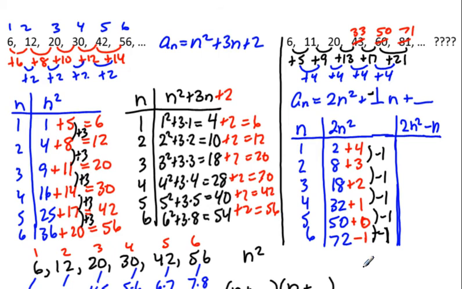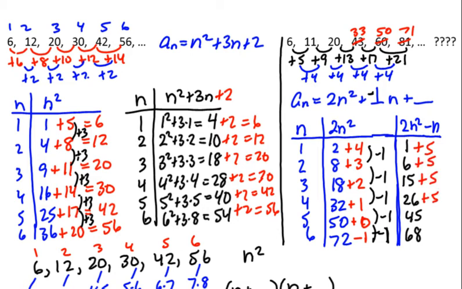So 2 minus 1 is 1. 8 minus 2 is 6. 18 minus 3 is 15. 32 minus 4 is 26. 50 minus 5 is 45. And 72 minus 6 is 68. And then I would need to add 5 to get, that would be the last thing I'd need to do. So to get to 6, I would have to add 5. To get to 11, I'd have to add 5. To get to 20, I'd have to add 5.